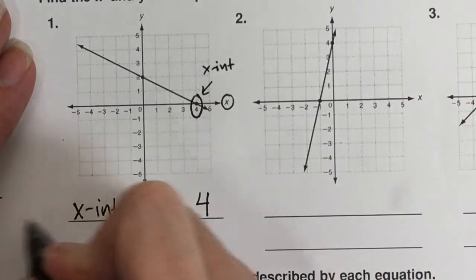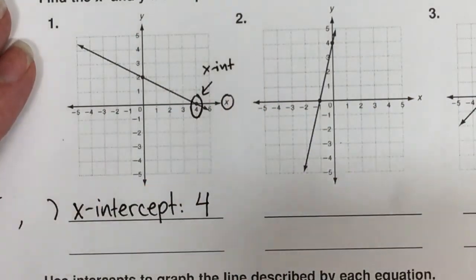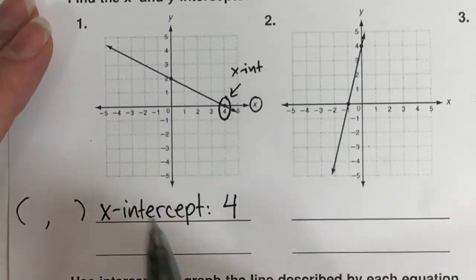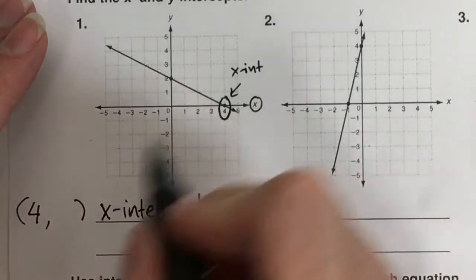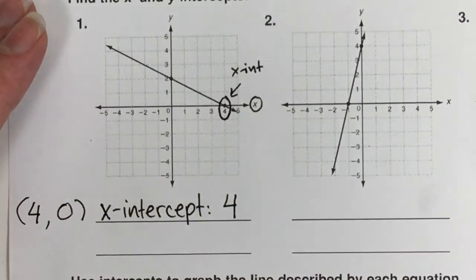And let's do the ordered pair for that just so that we remember. Okay, so the x-intercept is 4. So x is 4, so that means y is 0.